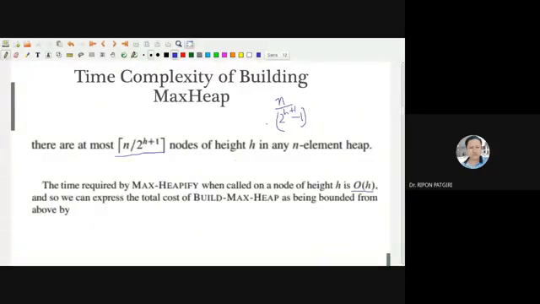Have you checked? There are at most n by 2 to the power h nodes. Still, sir, if you keep increasing h, then by this formula, n divided by 2 to the power h plus 1 minus 1 will keep decreasing. But that should not happen. If we keep increasing h, the number of nodes should increase. Yes sir, please answer my question.